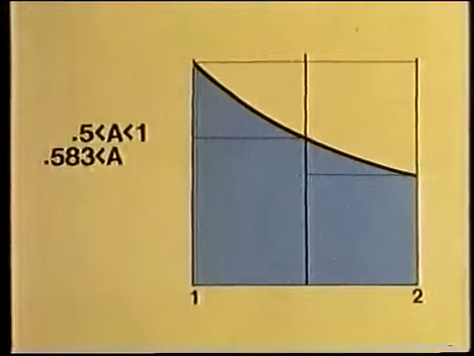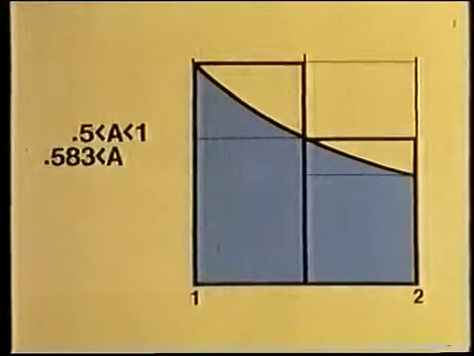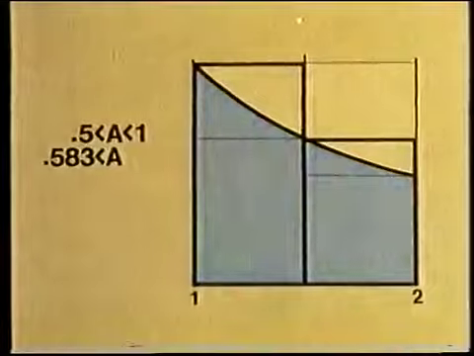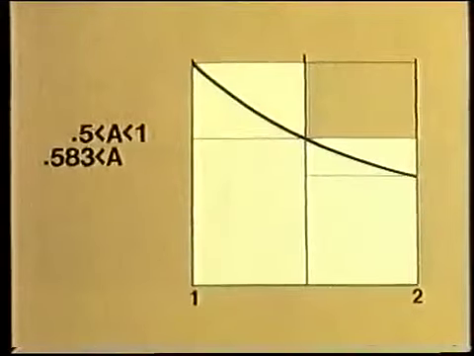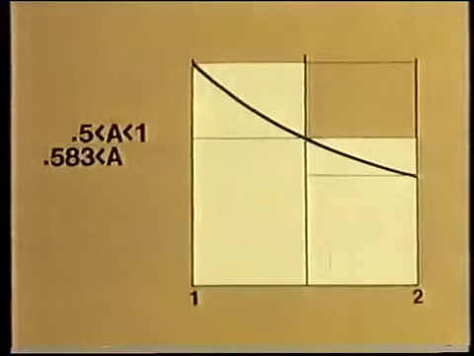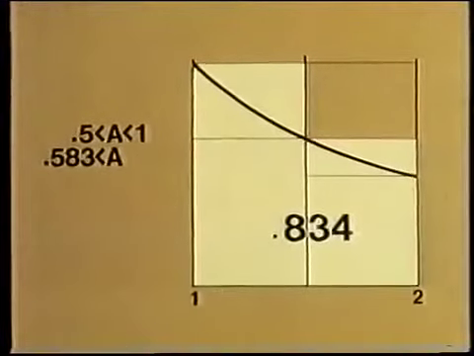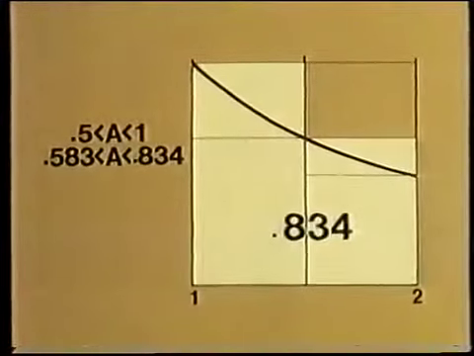For our new overestimate, we take two rectangles touching the top of the graph in each strip. So our original overestimate has decreased. We're not overestimating by so much now. In fact, its value to 3 decimal places is 0.834. So A is less than 0.834.